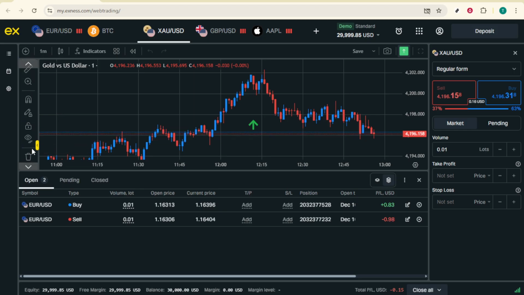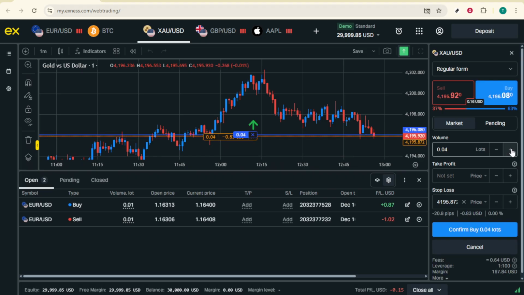Finally, review everything one last time, the instrument, direction, volume, and any stop loss or take profit, and click Confirm to place the trade. You'll see the position appear in your terminal with live profit and loss updates. That's it, you've placed a trade in the Exness terminal clearly and confidently.